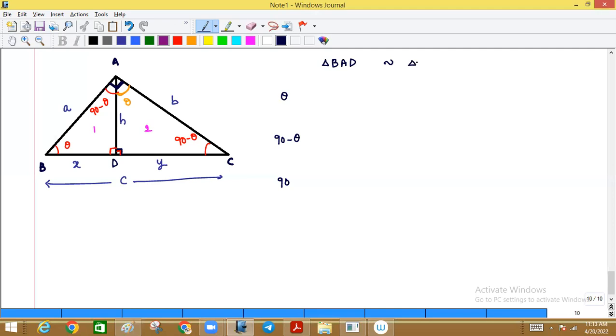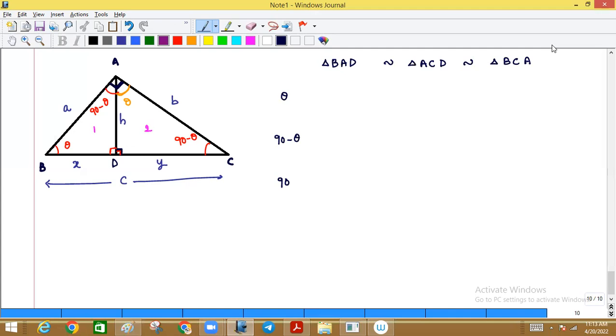Second triangle, tell me. What is the vertex at theta? A. What is the vertex at 90 minus theta? C. What is the vertex at 90 degrees? D. Similar to the larger triangle, what is at theta? It's B. 90 minus theta is C. 90 degrees is A. You agree with the similarity? How do you write the similarity? Based on the angles, you write the similarity.